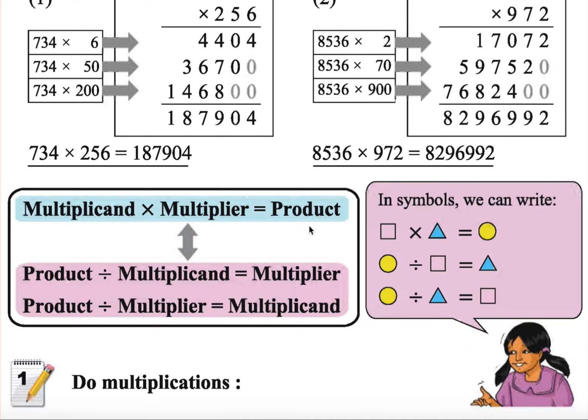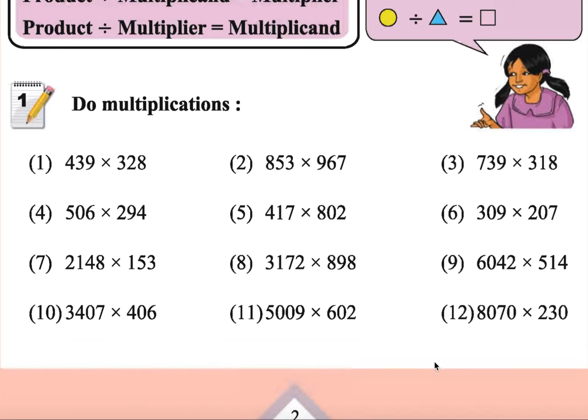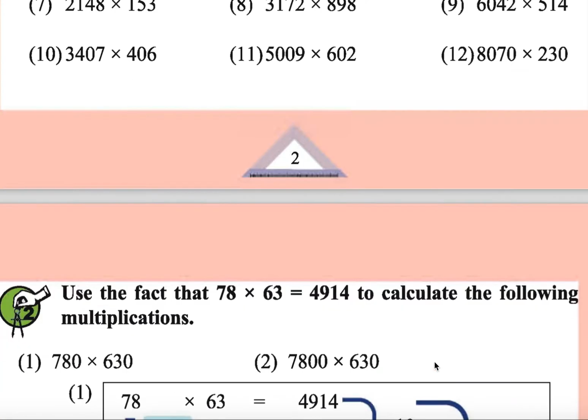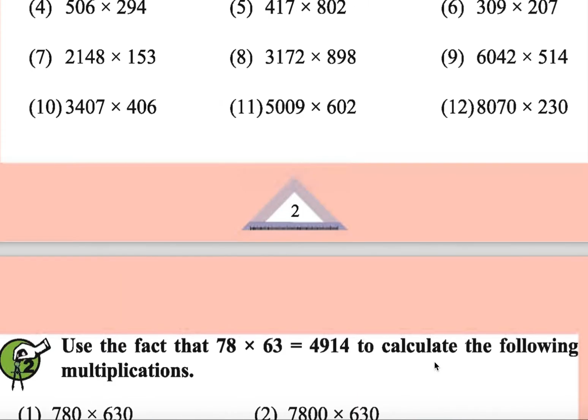Multiplicand and multiplier equal product. One is called the multiplicand, the other is called the multiplier. So product by multiplicand is nothing but multiplier, or product by multiplier is nothing but multiplicand. In symbols we can write this into this equals this, by this equals this, by this equals this. Then they gave 12 problems to do the multiplication.